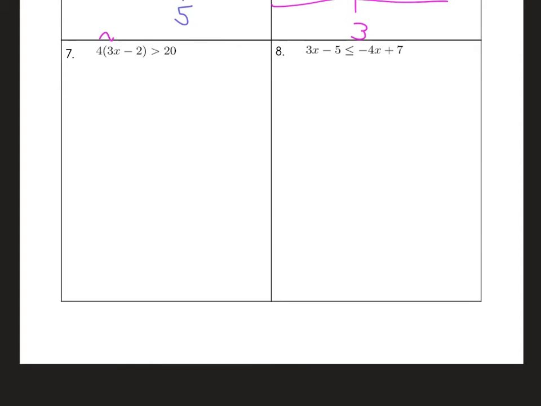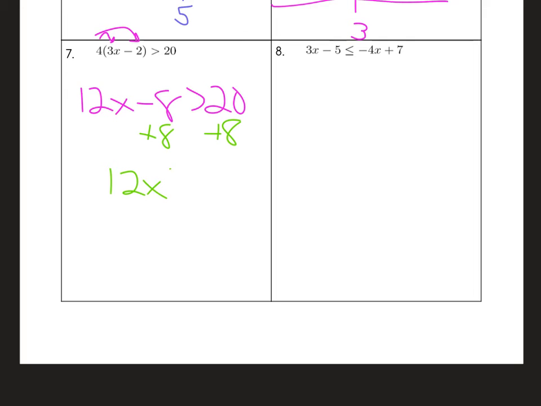This one we're going to probably distribute again. So that's going to be 12x minus 8 is greater than 20. Now I want to take care of that pesky minus 8. So let's go ahead and add 8 to both sides. So I will say plus 8, plus 8. So 12x is greater than 28.